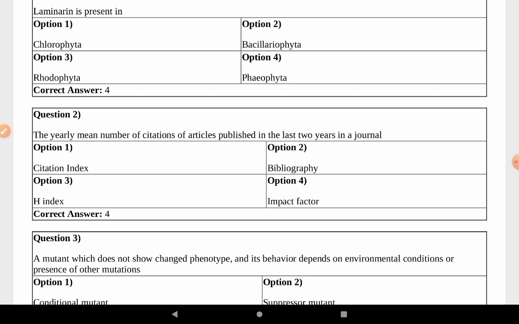Our next question is the yearly mean number of citations of articles published in the last 2 years in a journal. Citation index, bibliography, H index, impact factor. So the correct answer is impact factor. So the yearly mean number of citations of articles published in the last 2 years in a journal is known as impact factor.